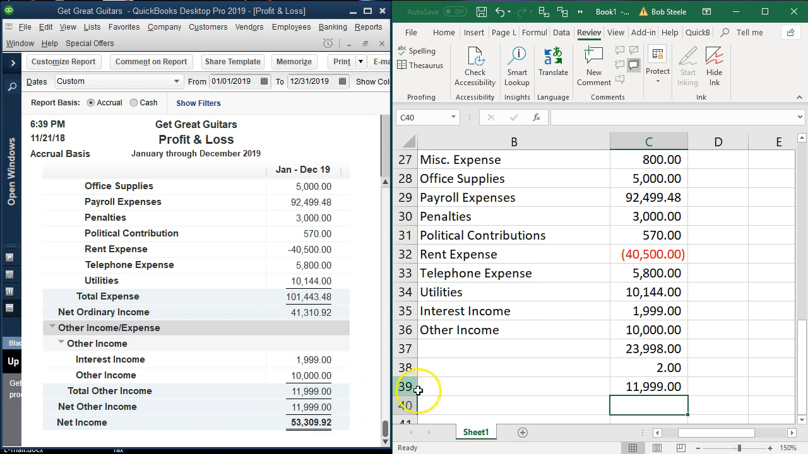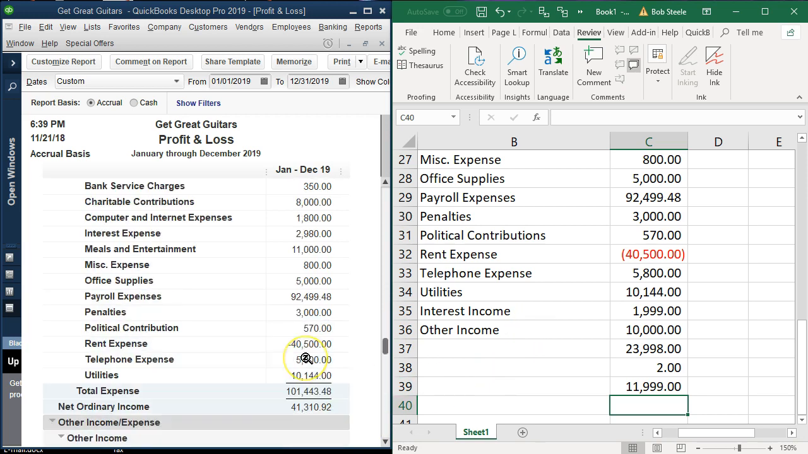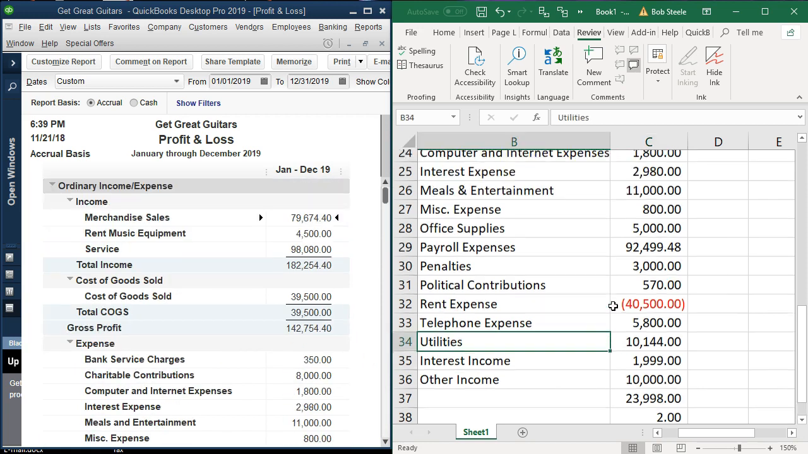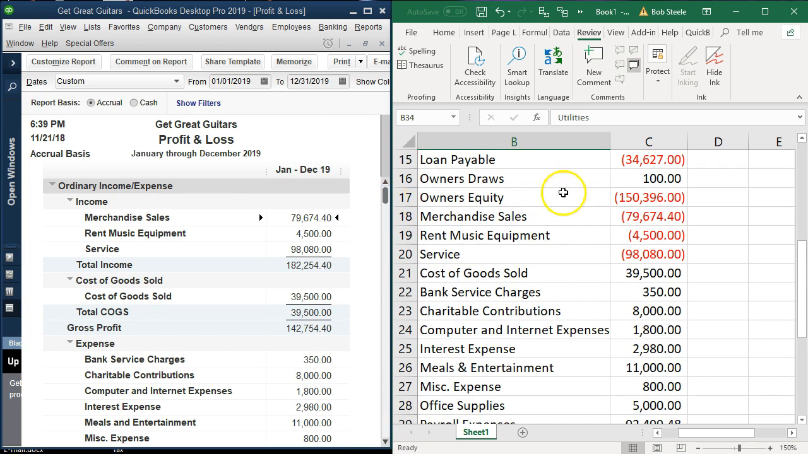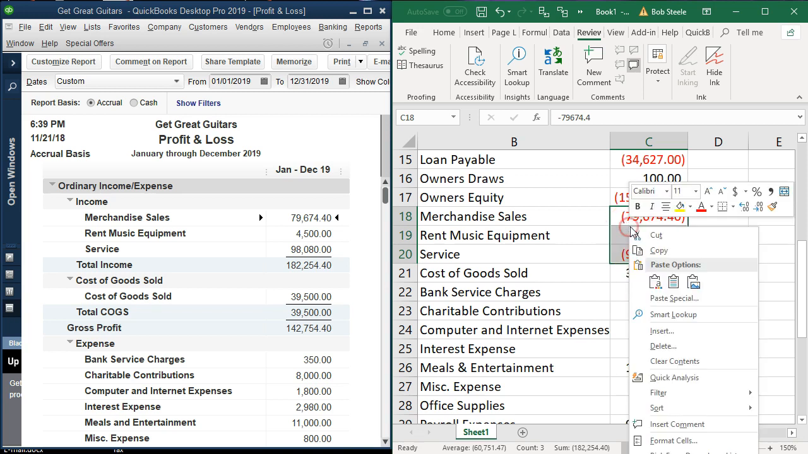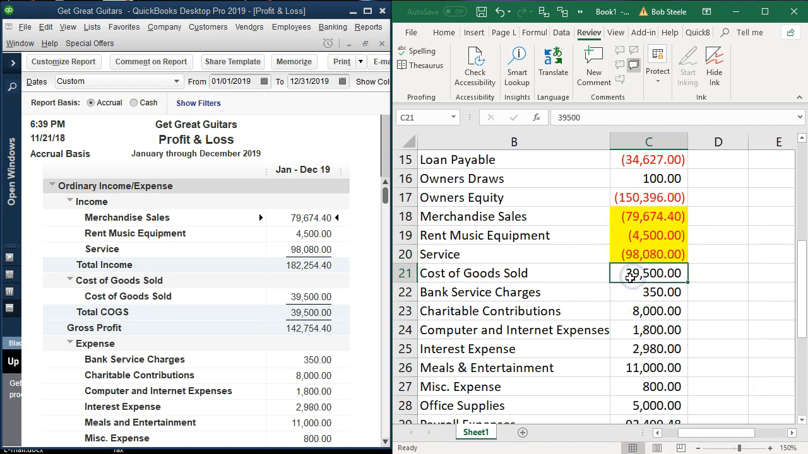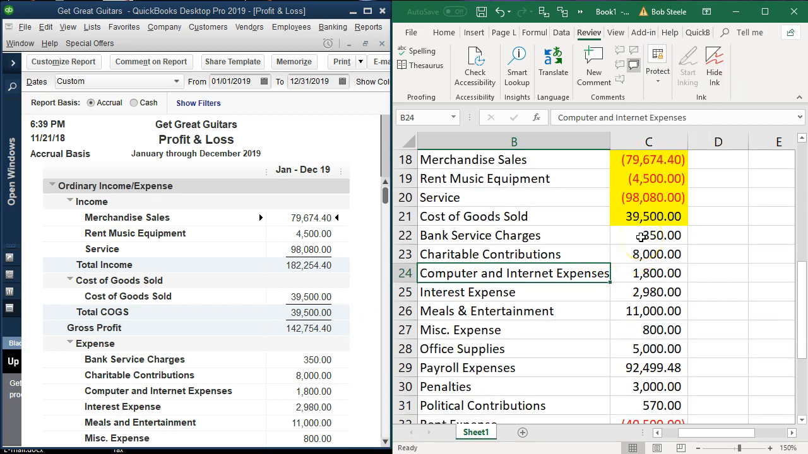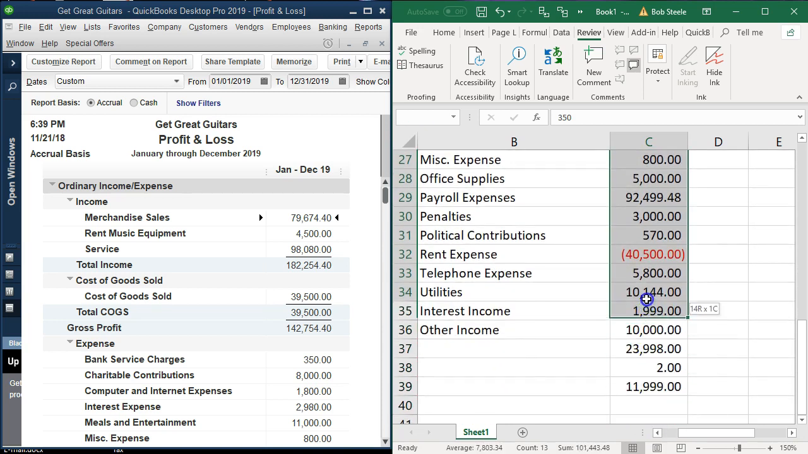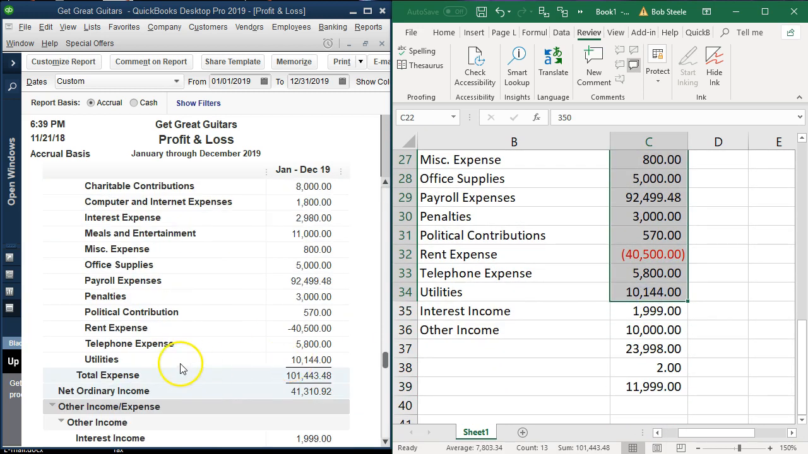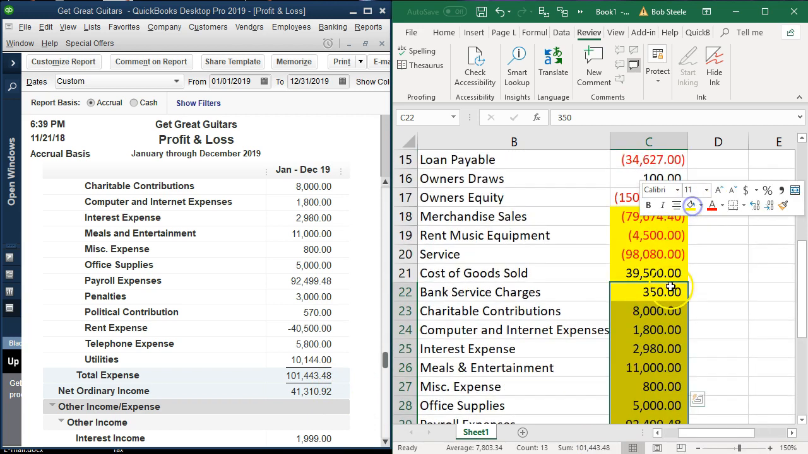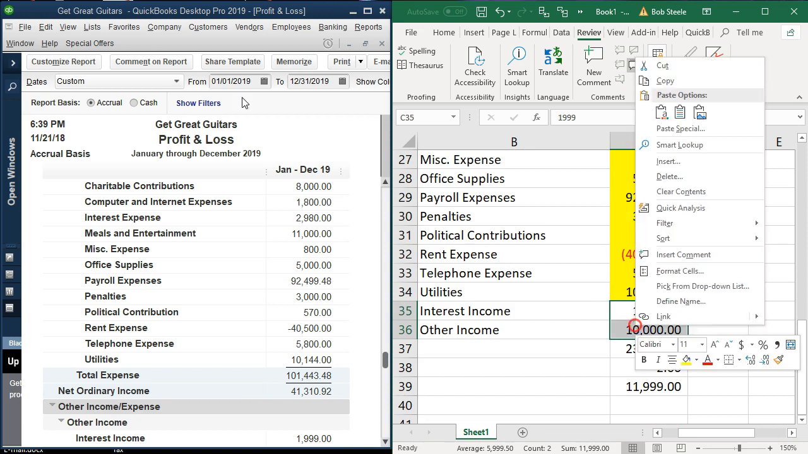The other way we do it is we check every section. So we're going to say, okay, the income over here, if I add up income, it starts at merchandise, that adds up to 182,254. That looks good. So I'll make it a different color. Cost of goods sold, that looks good. And then we'll take a look at the expenses, from bank service charges all the way down to utilities. 101,443.48. That looks good.